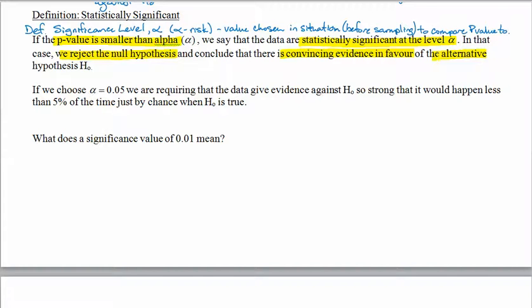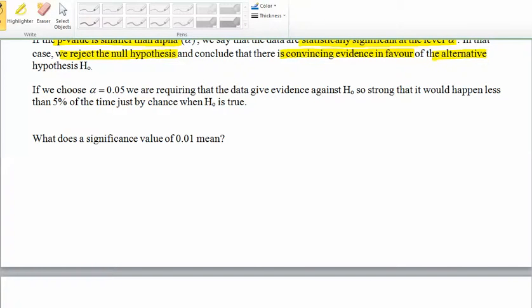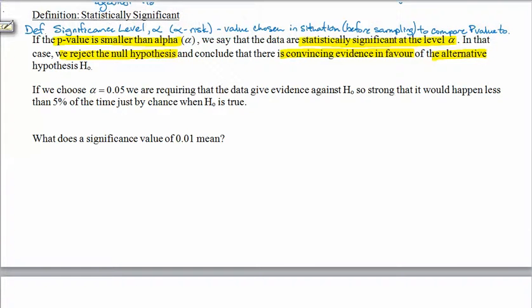And then, of course, if the p-value is larger than alpha, we say that we can't reject the null hypothesis. So, if we choose alpha to be equal to 0.05, we are requiring that the data give evidence against H0 so strong that it would happen less than 5% of the time just by chance when H0 is true.